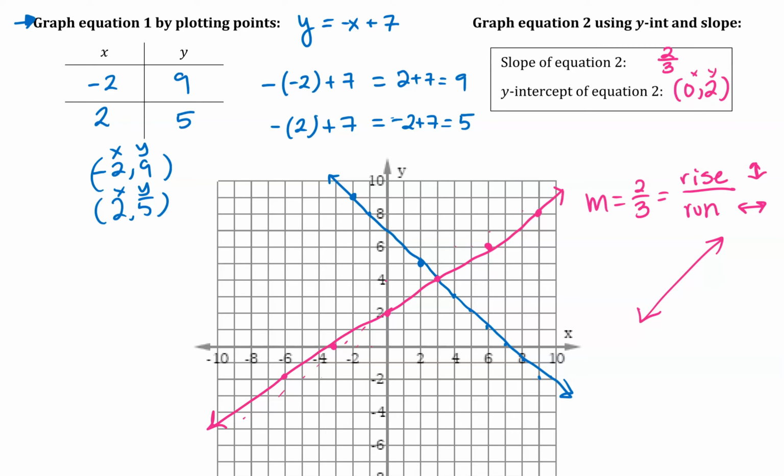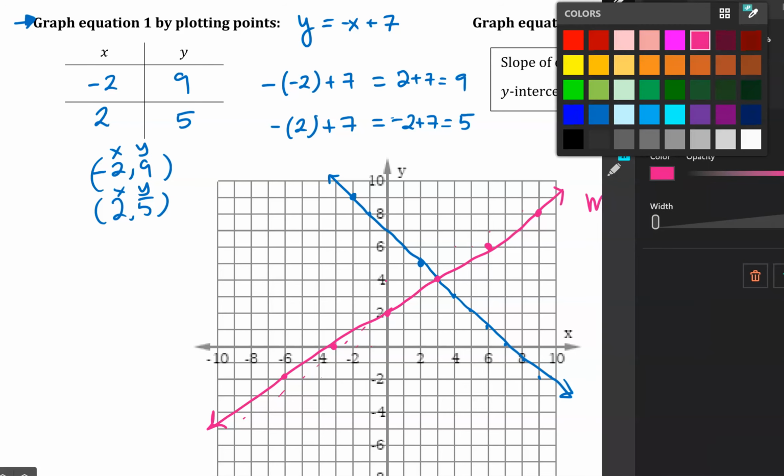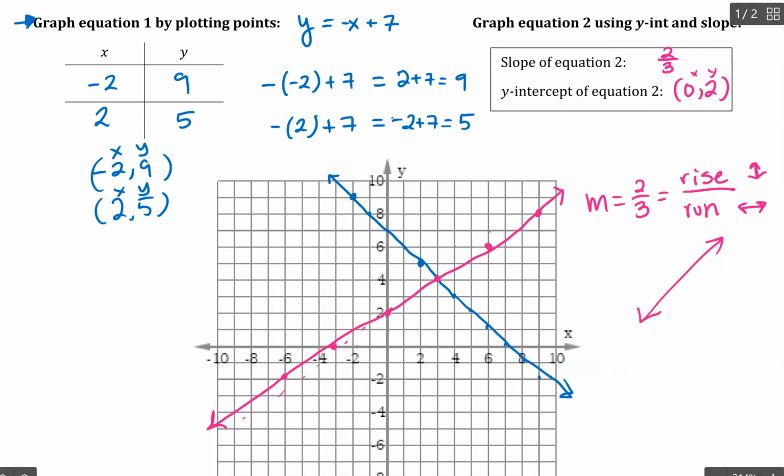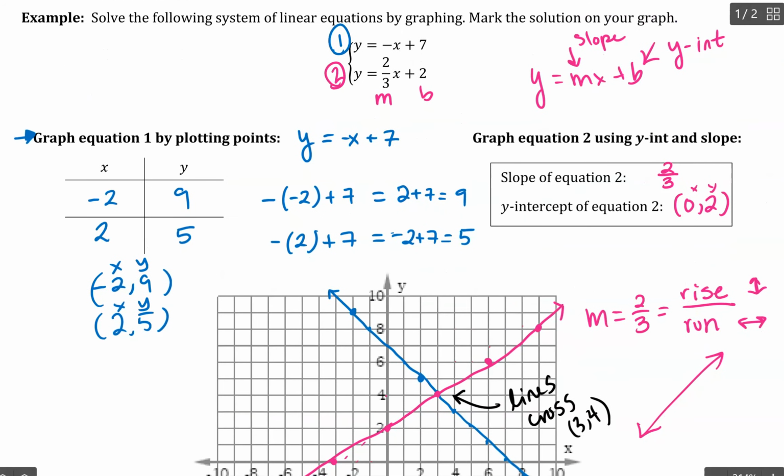Because the whole purpose of this was to find the solution. The solution is where two lines meet or cross. And I found it right there. So the lines cross at this point, 3, 4. That's the solution to that system of equations, the x value 3 and the y value 4. What does a solution mean? A solution means when you plug in 3 for the x and 4 for the y into this system, then you will get true statements.